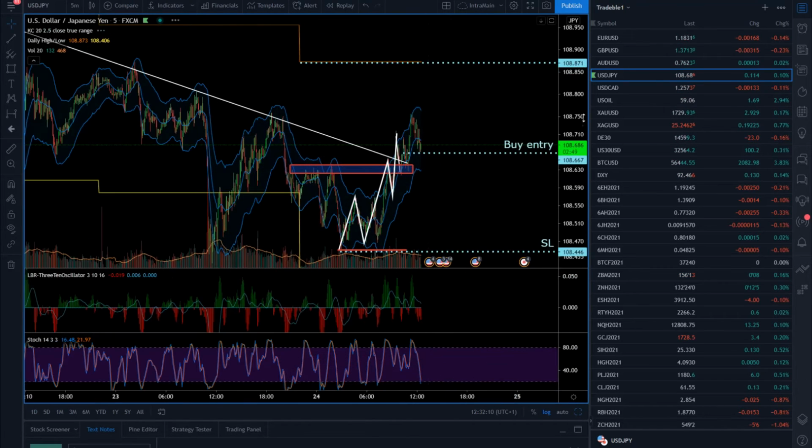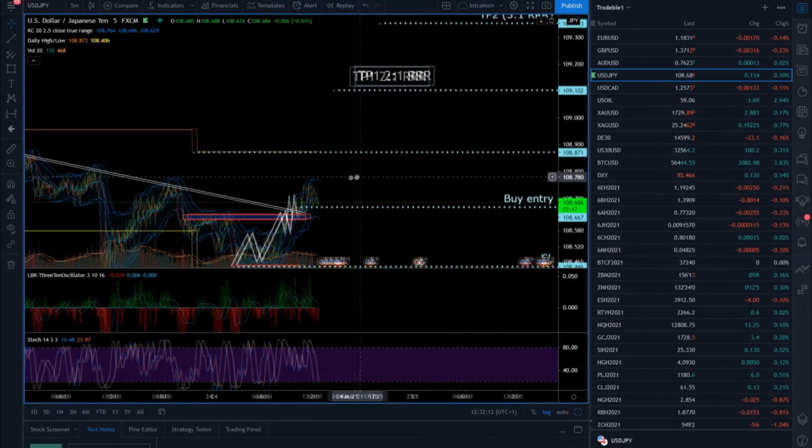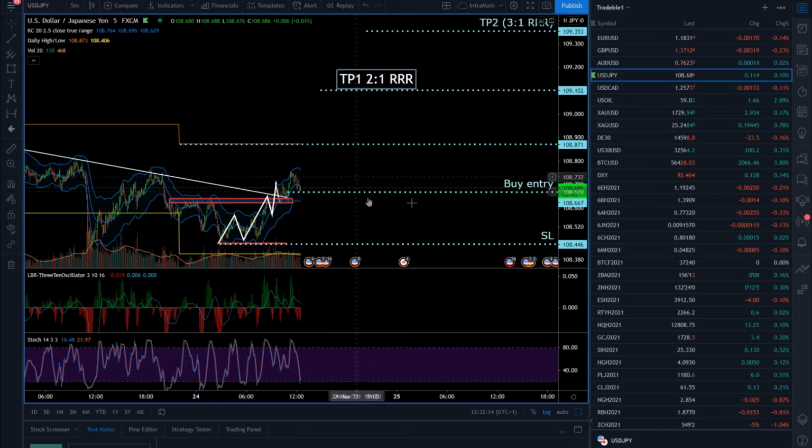So now I already put some levels that you can watch to try to go long from this area, around the 108.68, 108.70 zone, and then work towards 108.87, which is the previous day high. Eventually you can watch for this level to secure stop loss and break even, and then watch some main targets to be around 109.10 and 109.35. There is a potential to make a 2-to-1 or 3-to-1 risk-reward ratio.